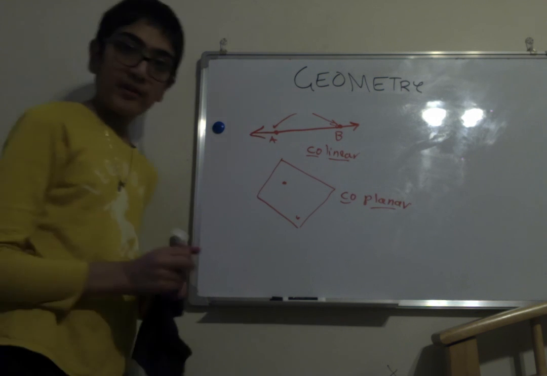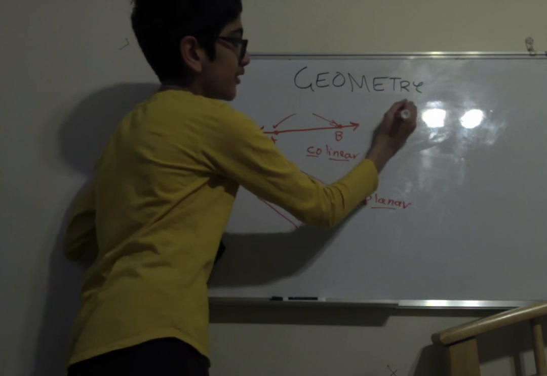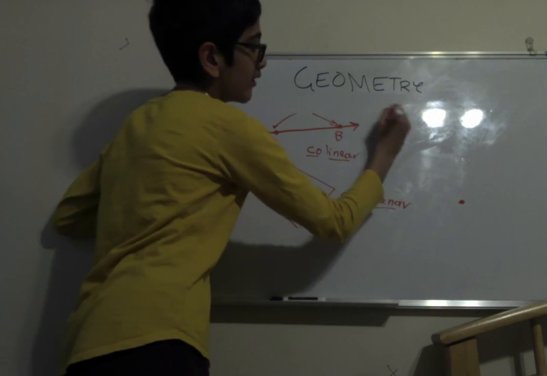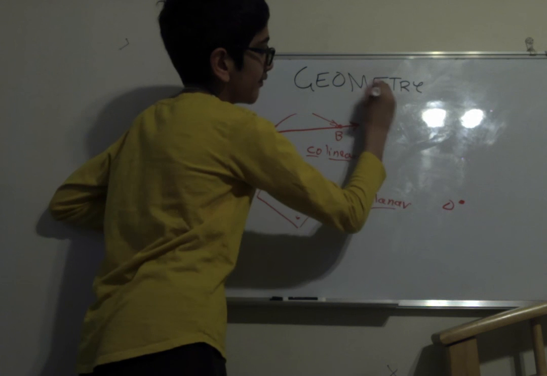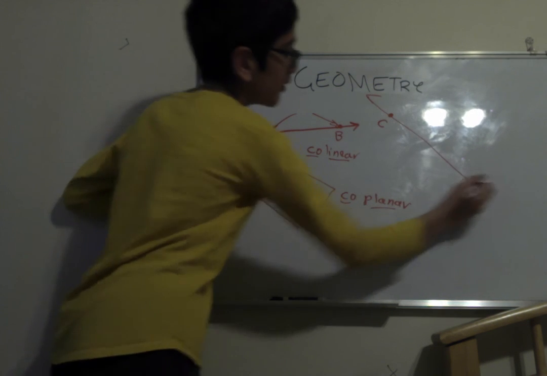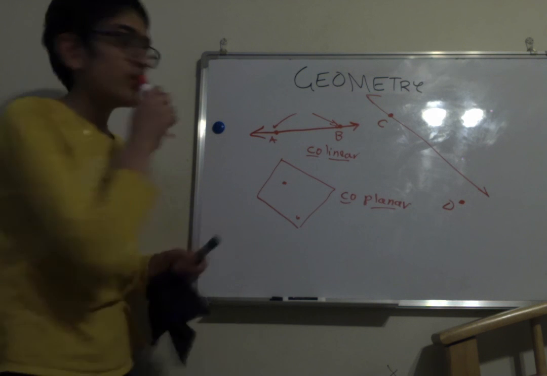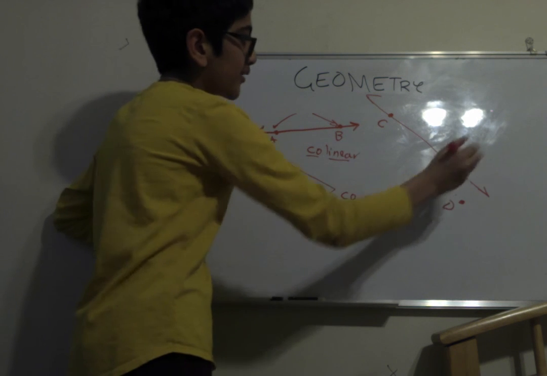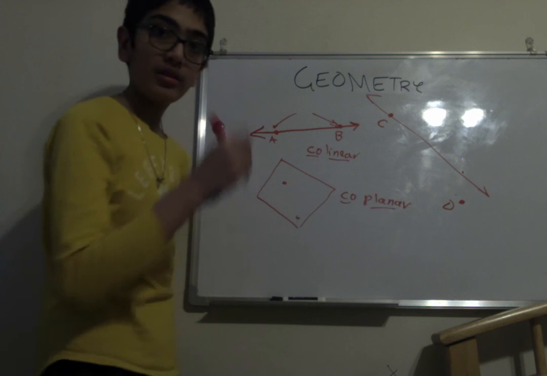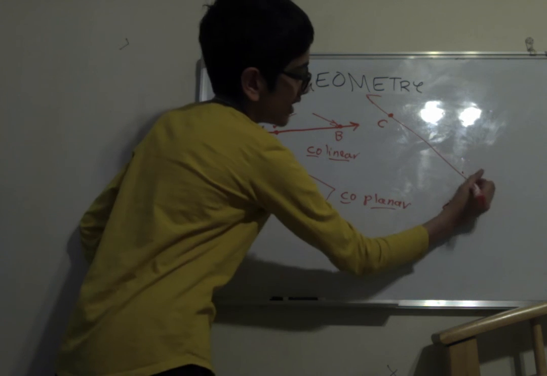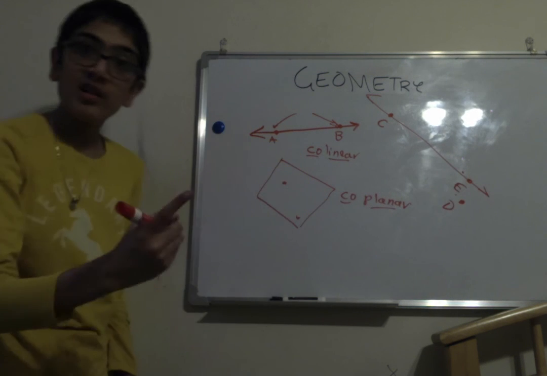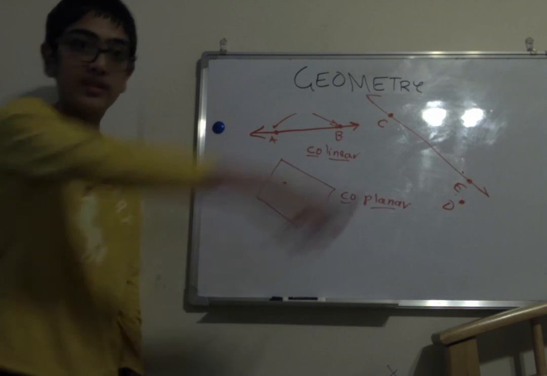So let's have our 2 points, a point C and D. And there's a line. Are C and D coplanar? Are C and D collinear? Well, it looks like D does not pass through that line, so it's not collinear. But if I add another point E, are C and E collinear? Yeah, they're collinear, they're on the same line.